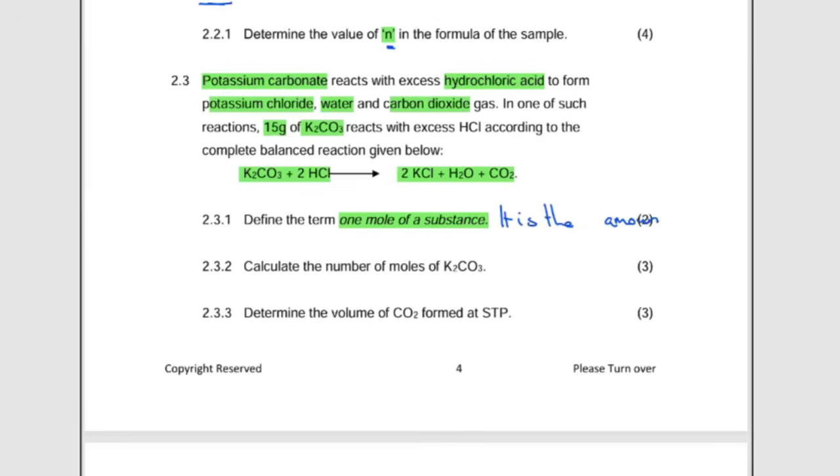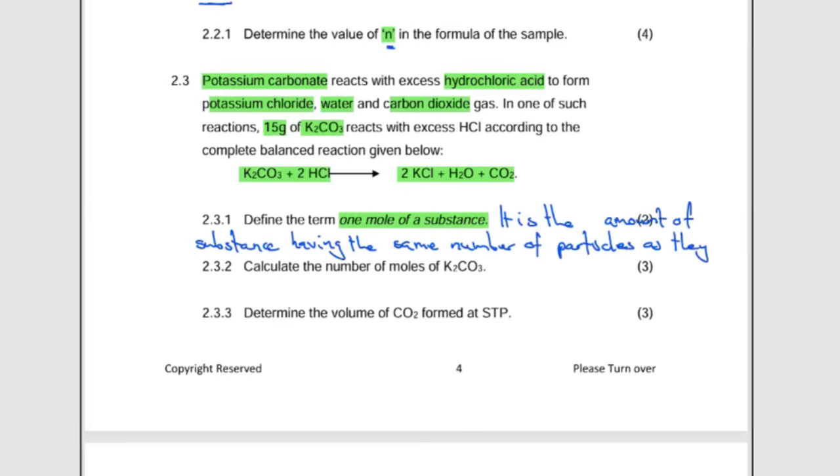It is the amount of substance there. Okay. So having the same number of particles, they are atoms, in 12 grams of carbon 12, right? So this is how we actually define our 1 mole of a substance.